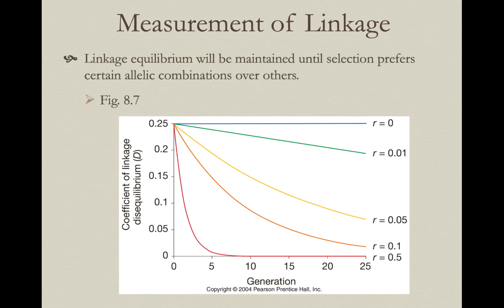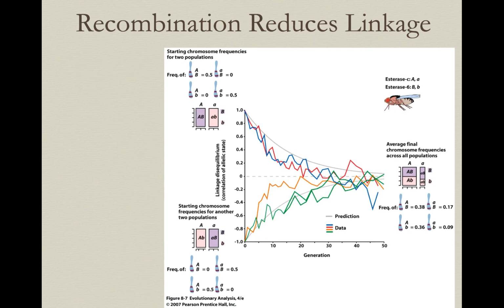And once we get to linkage equilibrium, it will be maintained until maybe selection prefers certain allelic combinations over others, or maybe temporarily associated with genetic drift. So it could shift us back to some degree of linkage disequilibrium. But again, R then will play its role in returning it back to linkage equilibrium, depending on the spatial linkage between the associated loci. And here's a lab study that demonstrates this.